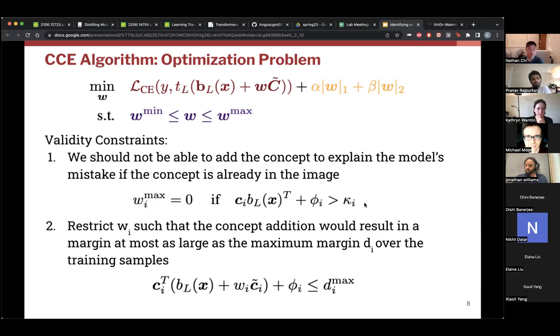You can also relax this idea by setting this kappa to be something positive. So if it's 0, this C times B plus V is basically just the size of the margin itself. So if that concept shows up at all, if kappa is 0, you basically just don't want to add any of this concept at all. And you can relax that by making this something positive. The other validity constraint is that maybe we don't want to add infinite amounts of some concept. So we just cap it at some maximum margin that we've seen over the training examples.